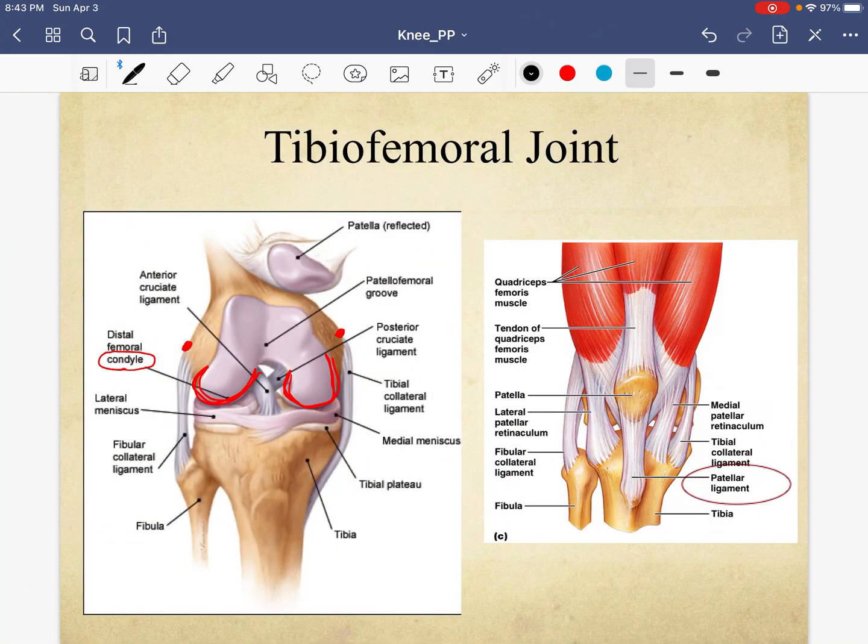I've already talked about the tibial plateaus. It's the top surface of the tibia, has depressions that allow for the femoral condyles to sit in it.